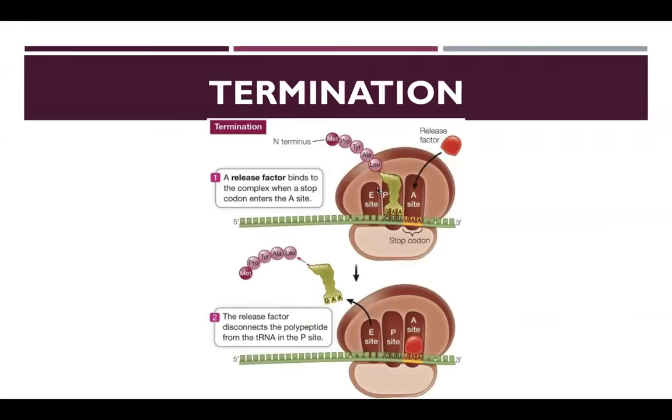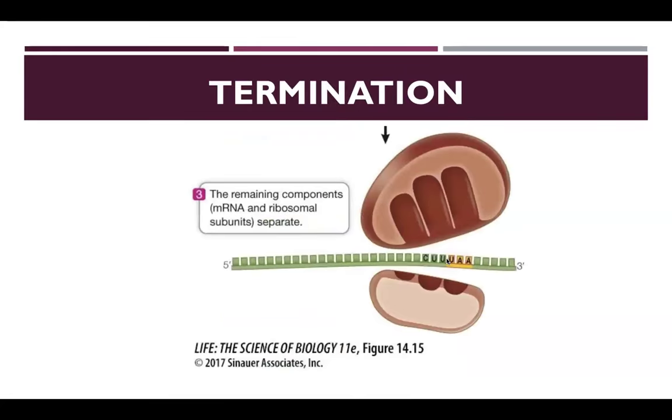Finally, there's termination. The ribosome reads a stop codon. When that ribosome reads the stop codon, a release factor then binds to the complex. So in this case, the stop codon is UAA. The release factor comes in at the A site, binds to the complex. Then that release factor disconnects the polypeptide from the tRNA at the P site, and then that tRNA releases from this polypeptide that was created. So now your amino acid polypeptide chain is formed, and then the remaining components also separate.